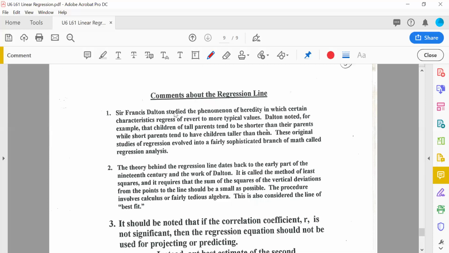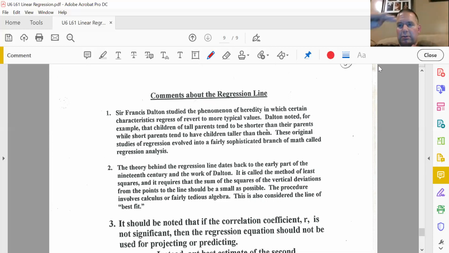Sir Francis Galton, nice dude. He did some observations. He found that taller parents tend to have children who are slightly shorter than them. Shorter parents tended to have children that were slightly taller than them. It seemed as though everything was regressing toward an average. Regressing toward an average.